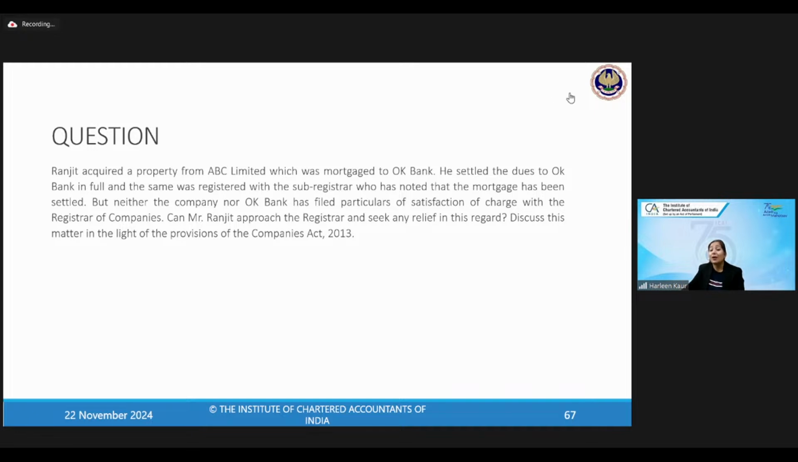So Ranjit has acquired the property now. No particulars of satisfaction of charge have been given. Straight away, section 83 will become applicable. It is so simple. Yes. Khushbu, Om Krishnam, absolutely correct. CHG 5 will be issued by the ROC.